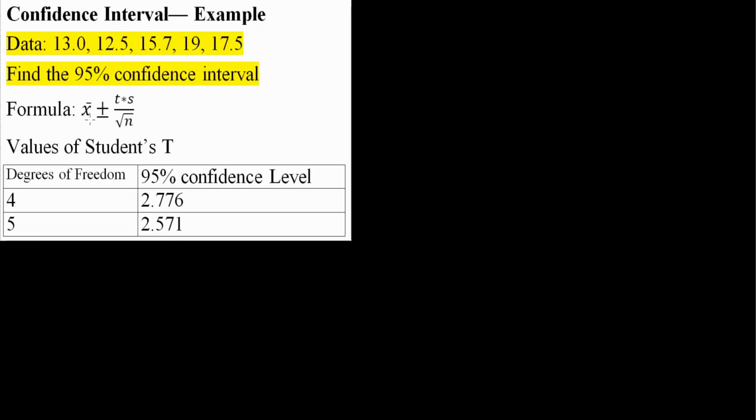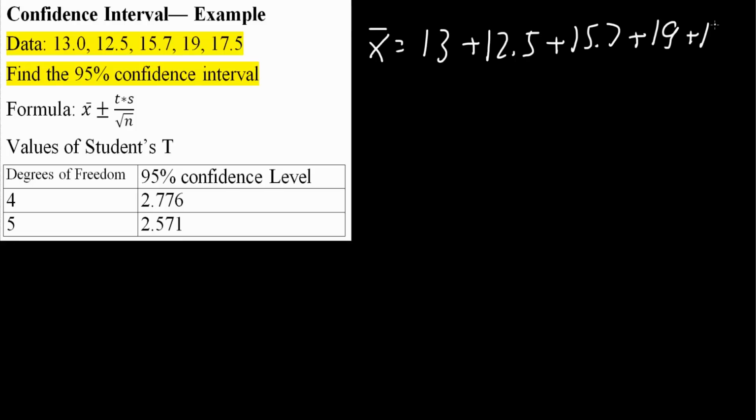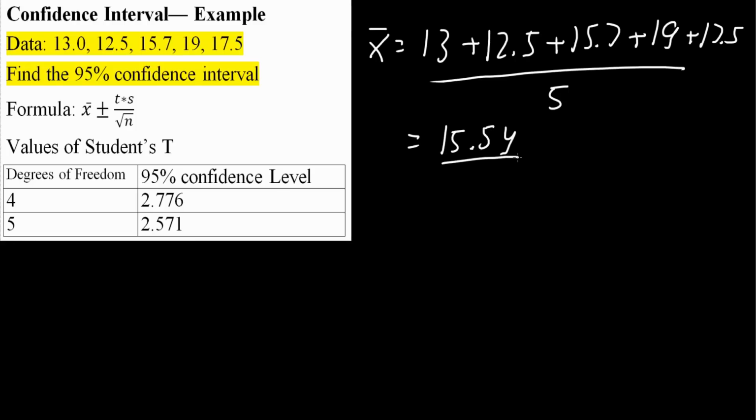So let's first get the average. The average is simply we add up all the numbers and then divide by n. So 13 plus 12.5 plus 15.7 plus 19 plus 17.5. I'm simply adding up our data set. Now I will divide by 1, 2, 3, 4, 5. I will divide by 5, and this would give us 15.54. So we just got the average.